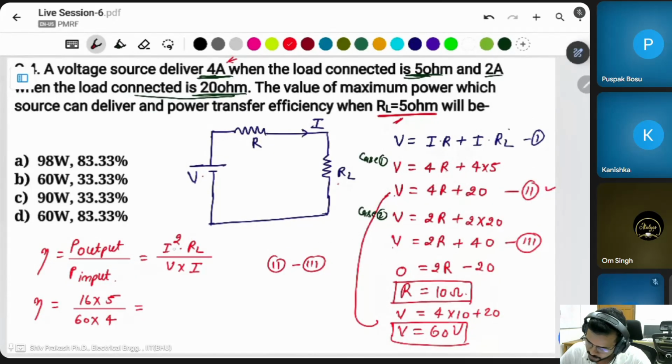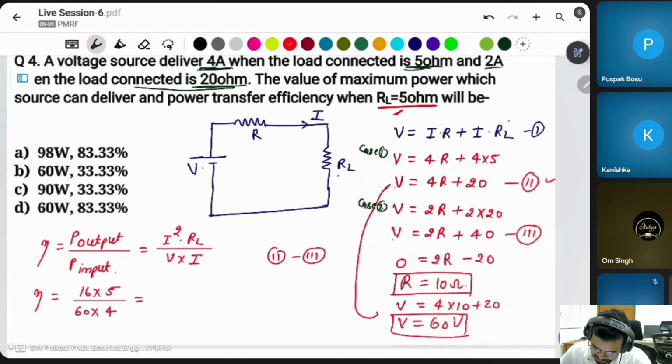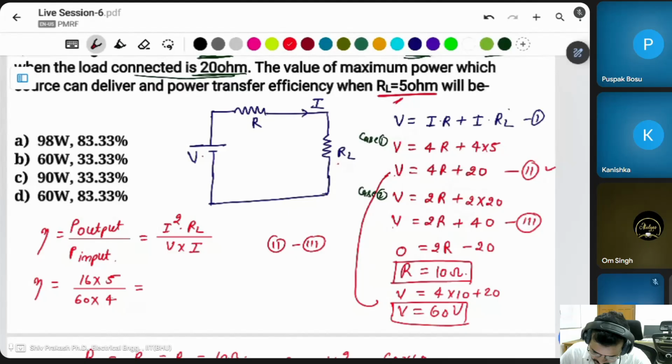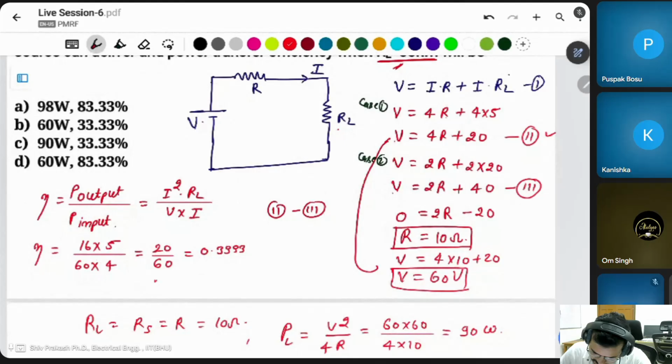That means 4 into 4 is 16 into RL. Load resistor is 5 ohm, divided by the voltage source V, which is 60 volt, and the current is 4 ampere in the case of the 5 ohm resistor. This is 80 divided by 240, which is 0.3333. If you want efficiency in percentage, simply multiply by 100. Then this will be 33.33%.